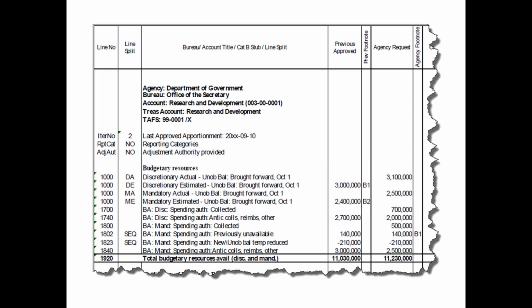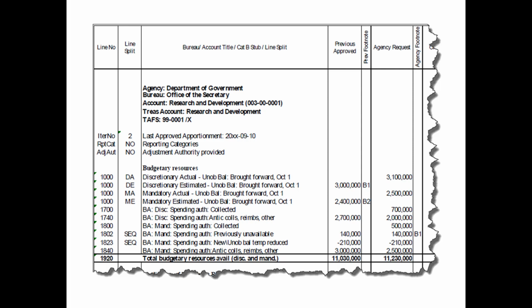For TAFS with unobligated balances brought forward in no-year or multi-year accounts that have both, that is, a mixture of mandatory and discretionary funding, you must use a line split that starts with the letter D to show the portion of the balances that is discretionary, and M to show the portion of the balances that is mandatory. Use DE or DA or ME or MA to indicate estimated from actual, discretionary, and mandatory balances. Here we can see the estimated and actual amounts for the discretionary portion of the carryover and the mandatory portion.